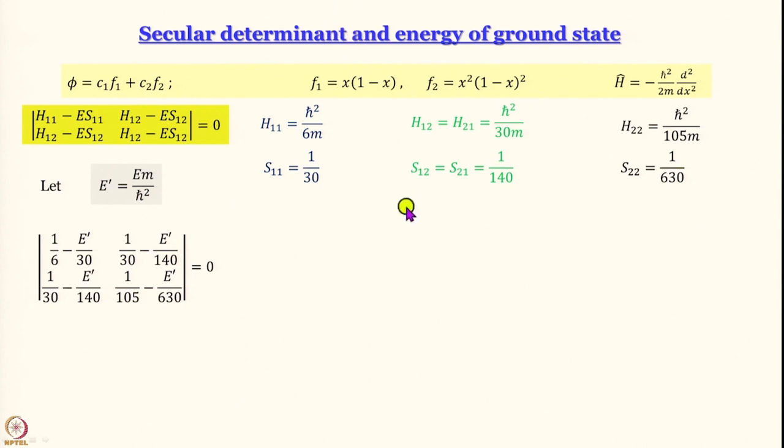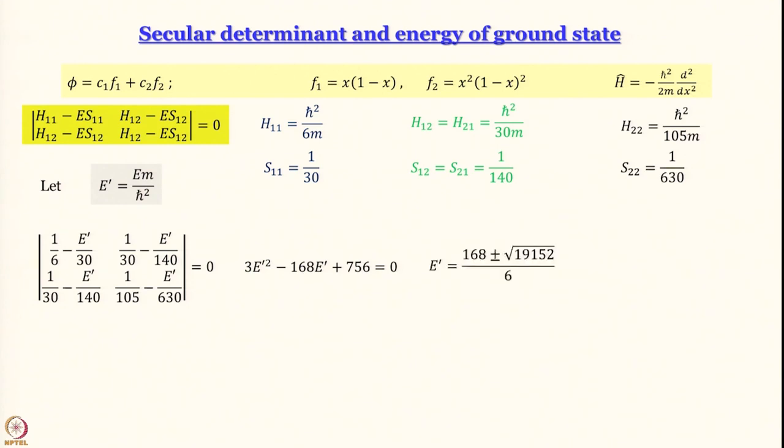I am going fast intentionally because there is no point in me reading out every step, but what you do is you just multiply diagonally, then subtract the product of the terms of the other diagonal, and you get this quadratic equation: 3 E dash square minus 168 E dash plus 756 is equal to 0. We all know how to solve quadratic equations, right? Minus b plus minus root over b square minus 4ac, by 2a.